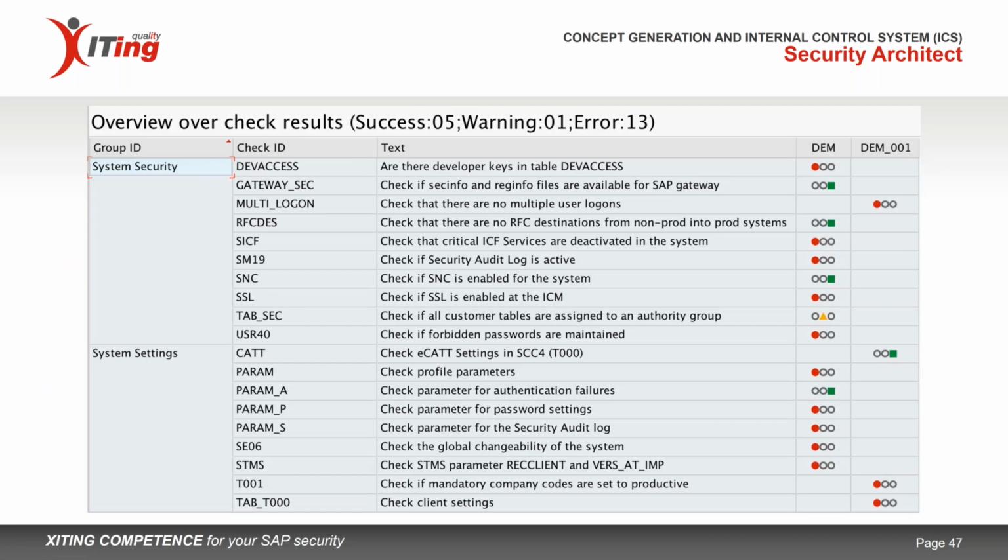And this is what the report will look like when it comes back. Under the group system security, you'll see the developer access. In the DEM system, apparently we have some issues. We've got some users with developer access, and you'll get a list of all of the different types of checks and what the values are in a common red light, green light scenario.